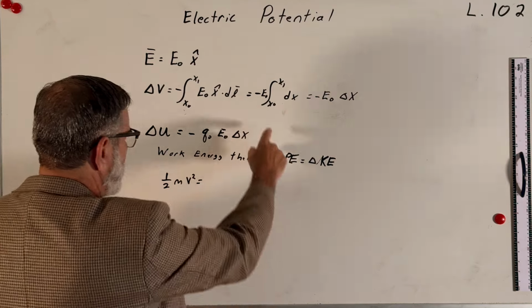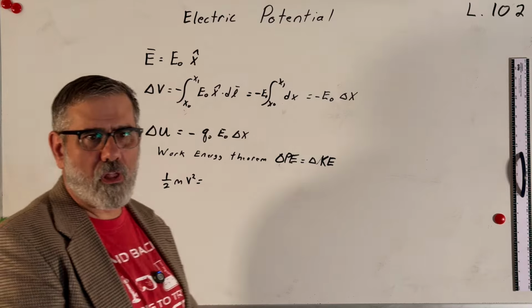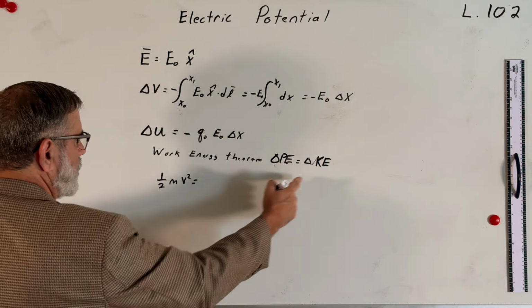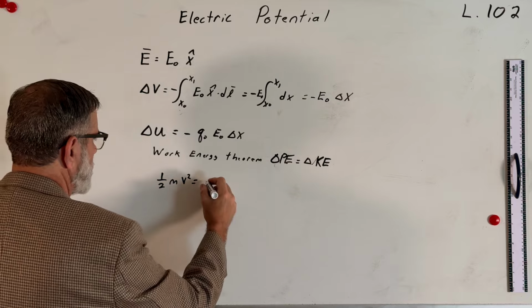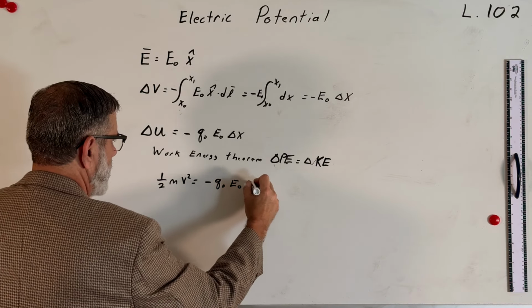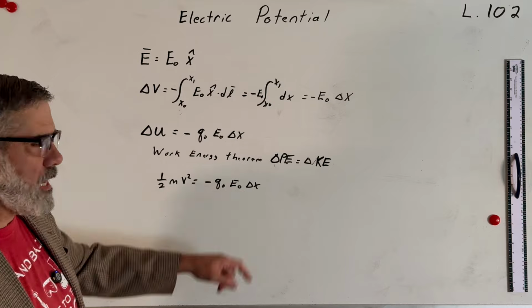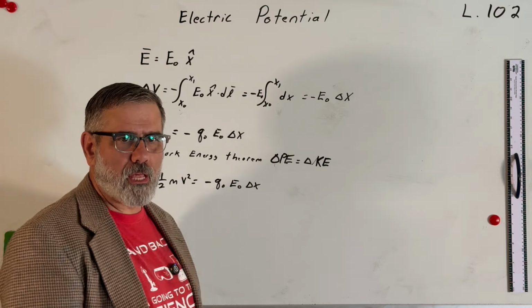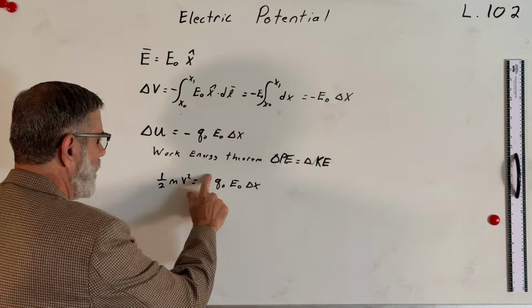If I said that at my x naught position I started out with zero velocity, it's not moving, we can just solve for V. Well, we set this equal to the change in the potential energy, which is just minus q naught E naught delta x. But I'm going to absorb the minus sign into the delta x, because if I'm letting it do the work such that I'm going from high potential to low potential, then the delta x is going to be negative, okay?